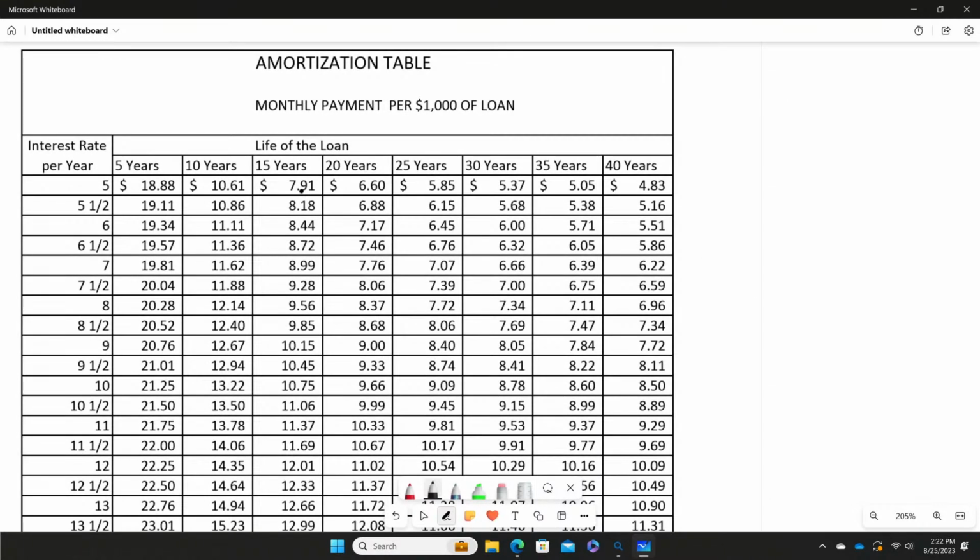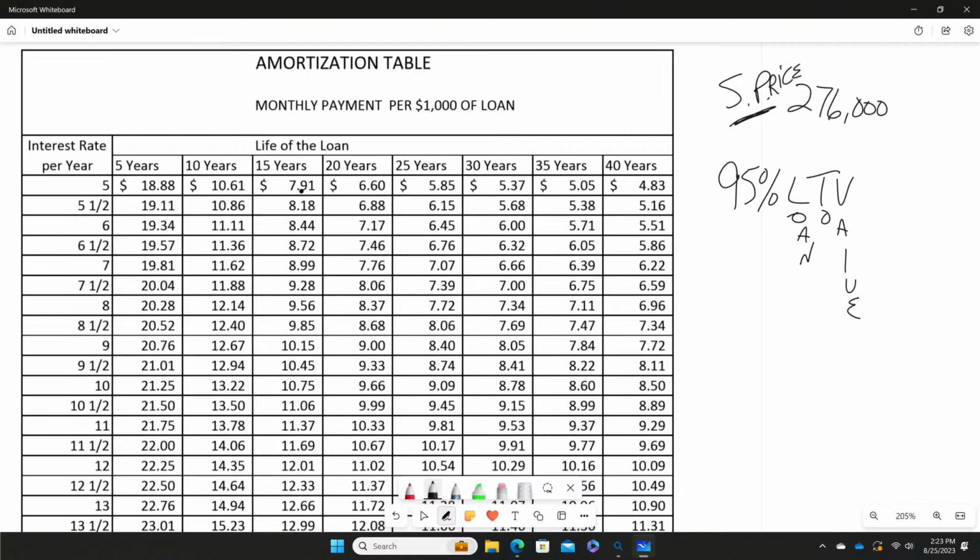This time we're going to say that the borrower is paying $276,000 for a home. So this is the sales price, and they are getting a 95% LTV. That's loan to value ratio. A 95% LTV. The interest rate will be 5.5%, and it will be for 30 years. Okay? What would the mortgage payment be?